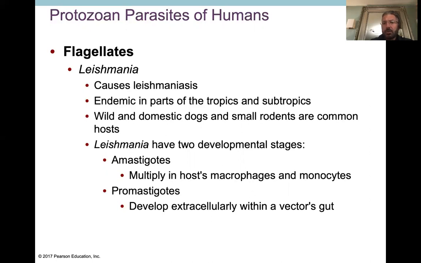Leishmania have two developmental stages. Amastigotes multiply in the host macrophages and monocytes. So this is another one. All right, this is able to get into the macrophages and monocytes. Right? So they're multiplying right in these white blood cells, and once they're in our white blood cells, the immune system thinks this is normal. They're not even going to know they're there, so they're able to multiply without being hindered by our immune system. These develop extracellularly within the vector's gut.